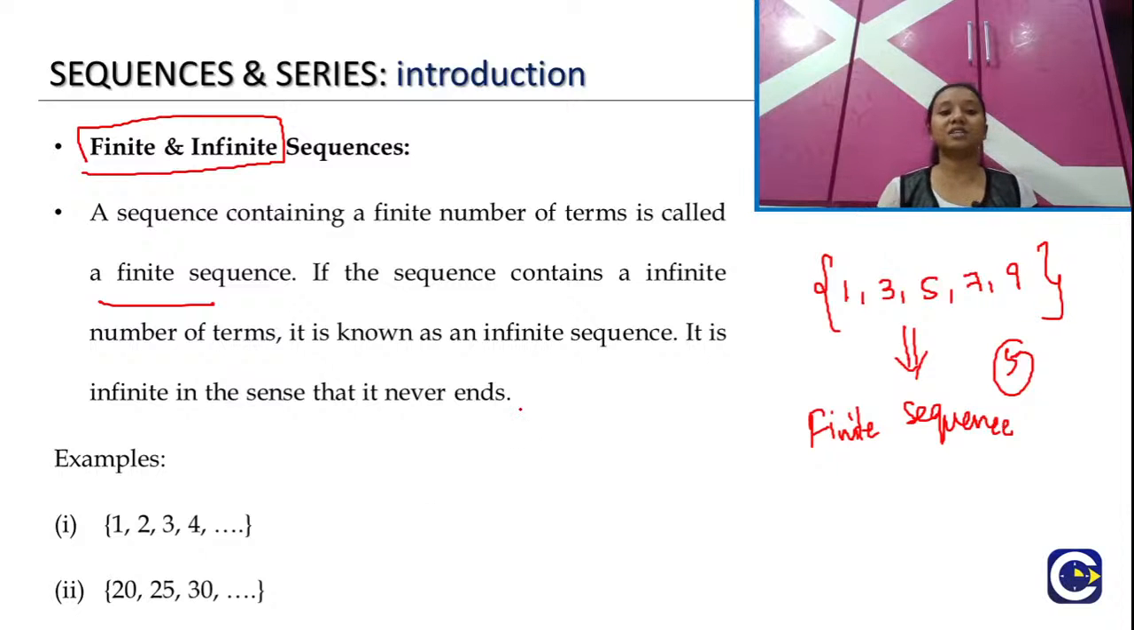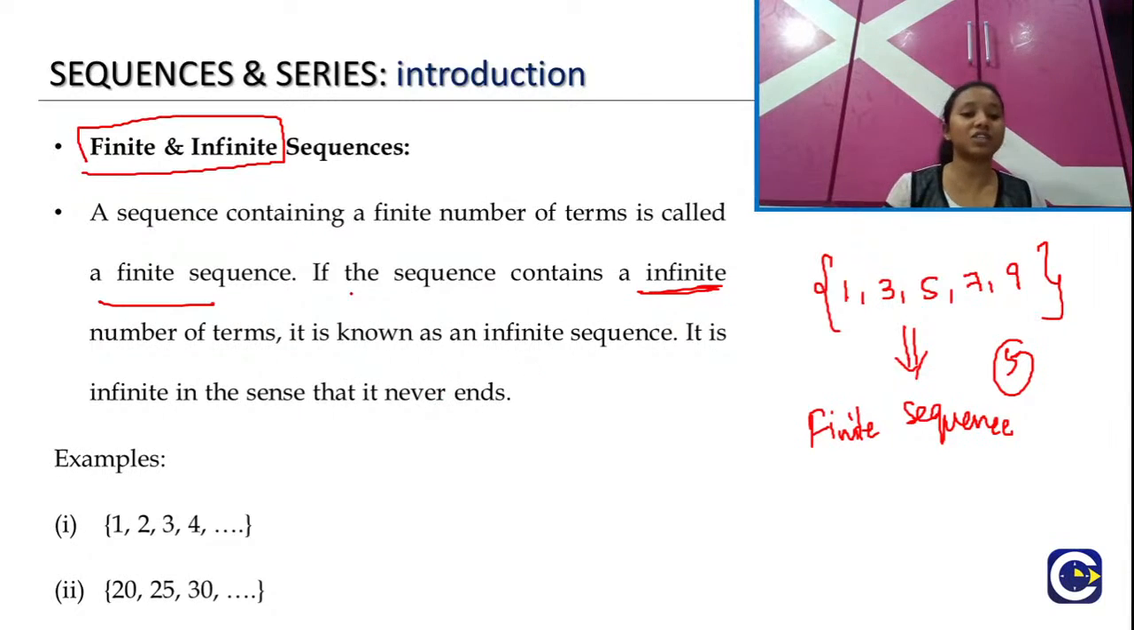Whereas infinite will be quite the opposite, right? If the sequence contains an infinite number of terms, it is known as an infinite sequence. So what do you mean by this word infinite? What does it actually indicate here? The word infinite indicates that it never ends. That means there is no end for that sequence. That means the number of terms present in the sequence is uncountable.